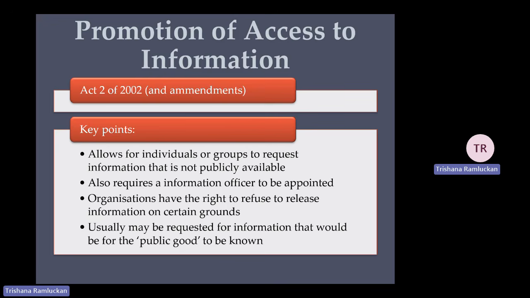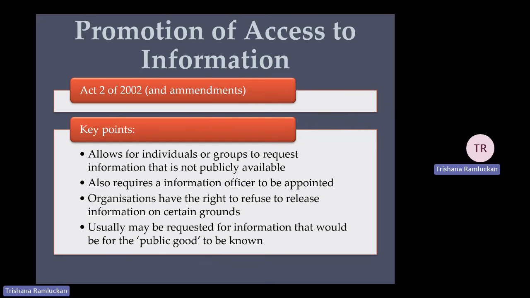So the next one we have is the Promotion of Access to Information, which is Act 2 of 2000 with amendments. The key point is it allows for individuals or groups to request information that is not publicly available. So if you are requesting information about either an individual or a group, you can actually put in a PAIA application to request the information, providing that it does not infringe on POPIA. So this is the tricky part that we have to consider. It also requires an information officer to be appointed.